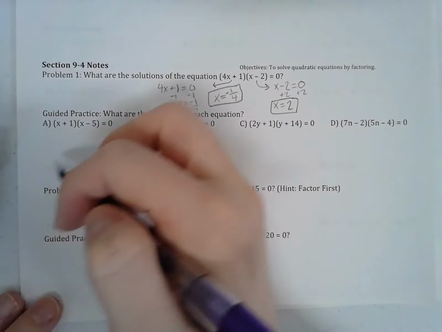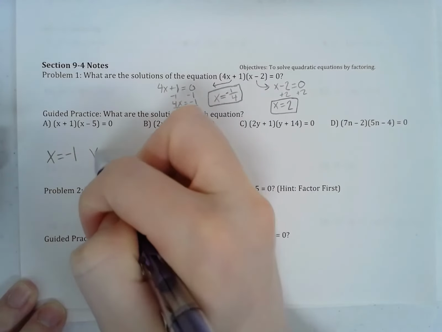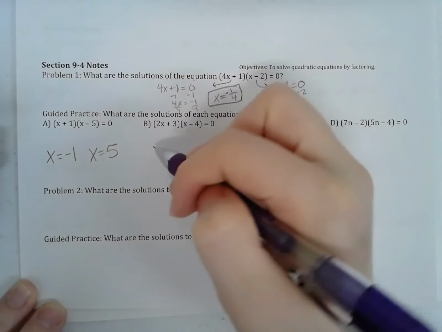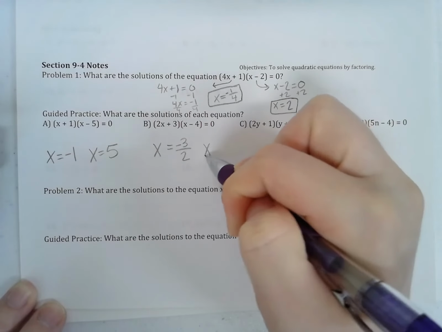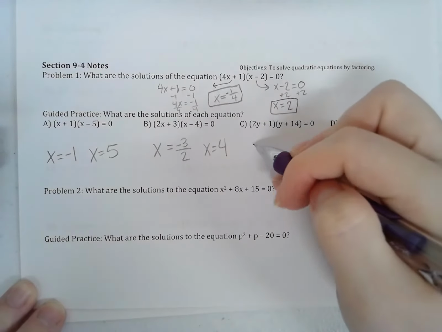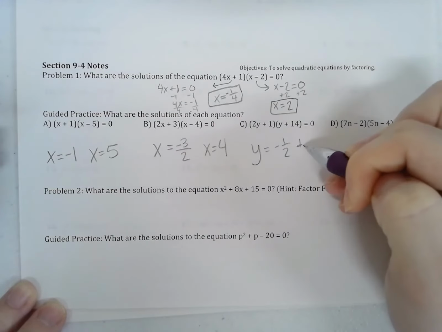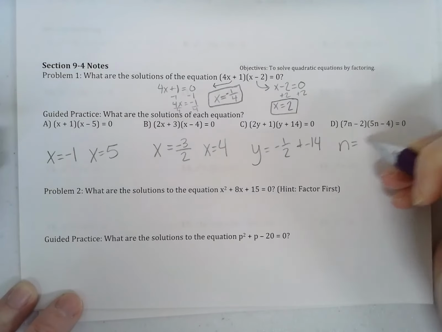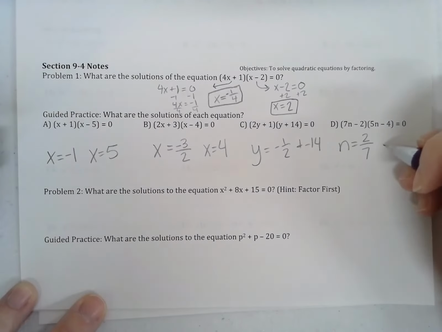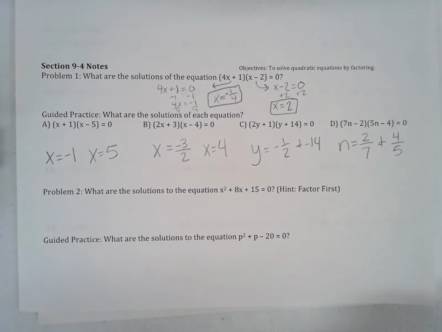So hopefully when you did this first problem, you should have gotten x = -1 and x = 5. The second problem should be x = -3/2 and x = positive 4. This third one should have been y = -1/2 and -14. And this last one, you should have received n to be 2/7 and 4/5. Just leave the fractions like fractions. If you get them as decimals, that's fine as well. Just doing an extra step.